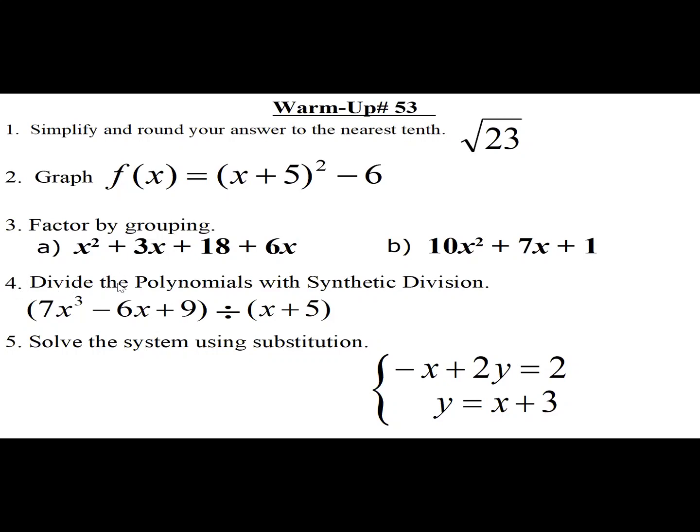Number 4 says divide the polynomial with synthetic division. Parentheses 7x cubed minus 6x plus 9, close parentheses, divided by, open parentheses, x plus 5, close parentheses. And number 5 says solve the system using substitution. And they give us a linear system, negative x plus 2y equals 2, and y equals x plus 3.